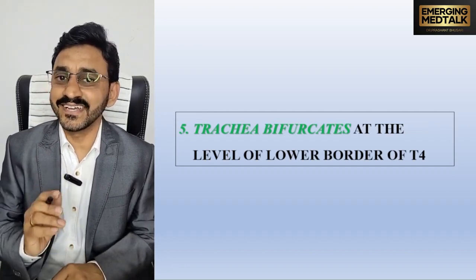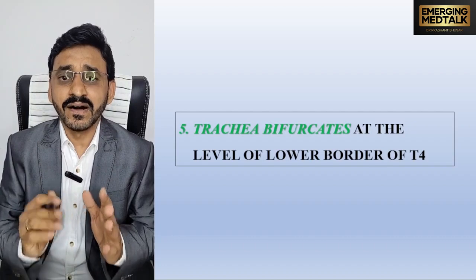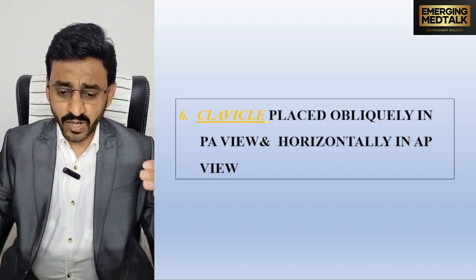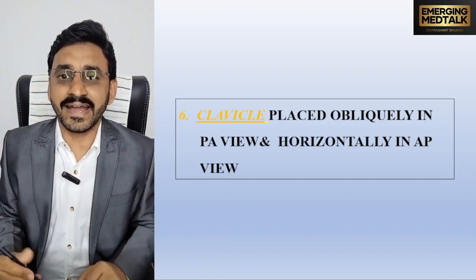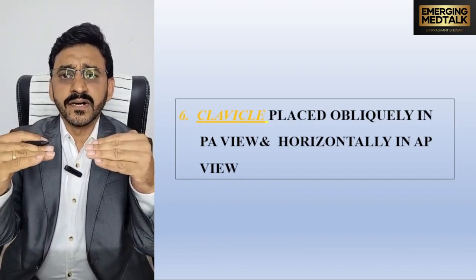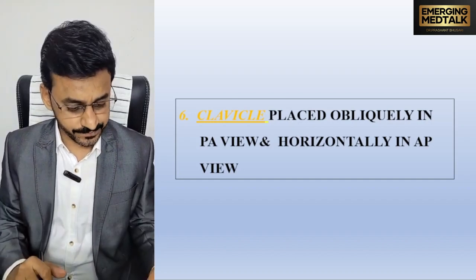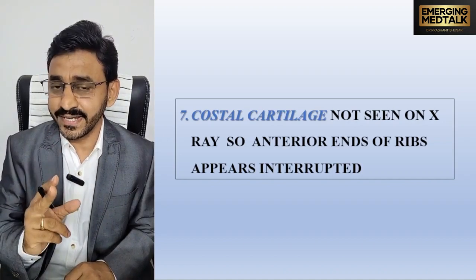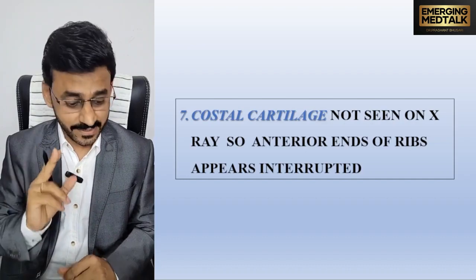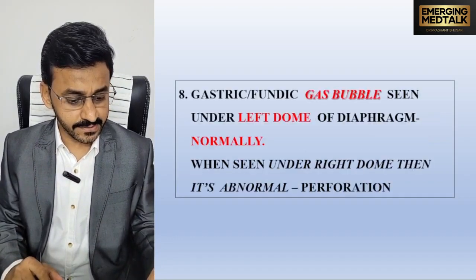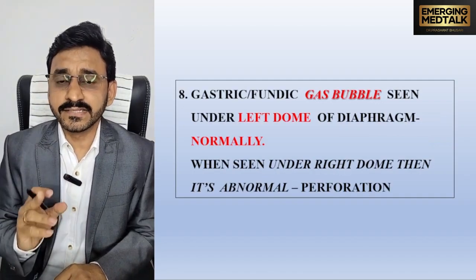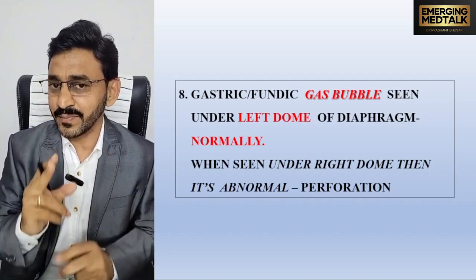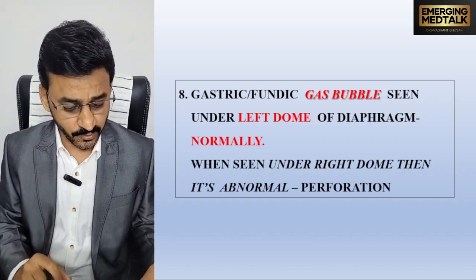The trachea bifurcates at the level of the lower body of the fourth thoracic vertebra into the right and left principal bronchus. That bifurcation is called the carina. The clavicle lies somewhat obliquely in the posterior anterior view and somewhat transversely, horizontally straight, in the anterior posterior view. Costal cartilage is not visible on the X-ray, so the anterior ends are not continuous with the sternum and look interrupted. The fundic gas bubble is seen just below the left dome of the diaphragm. If it is placed below the right dome, it is abnormal and may be due to perforation.